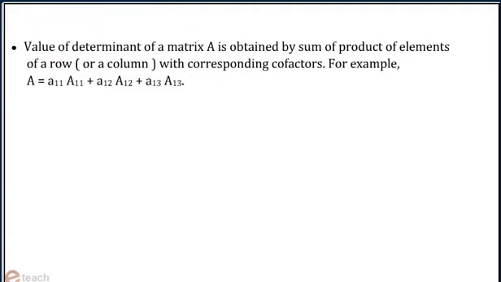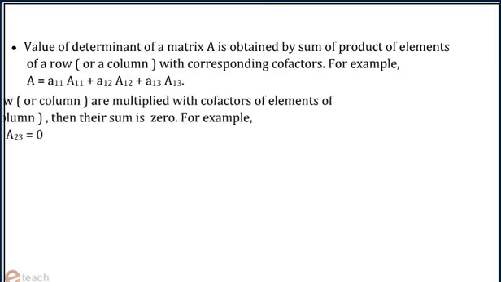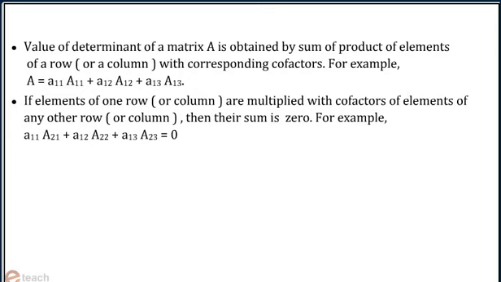Value of determinant of a matrix A is obtained by the sum of products of elements of a row or a column with corresponding cofactors. For example, |A| = a11 A11 + a12 A12 + a13 A13. If elements of one row or column are multiplied with cofactors of elements of any other row or column, then their sum is zero. For example, a11 A21 + a12 A22 + a13 A23 = 0.